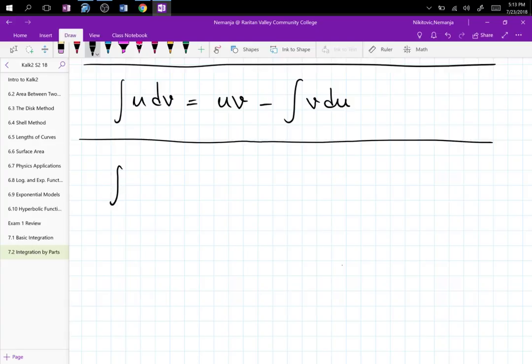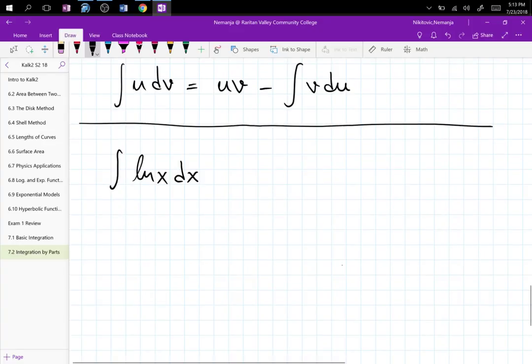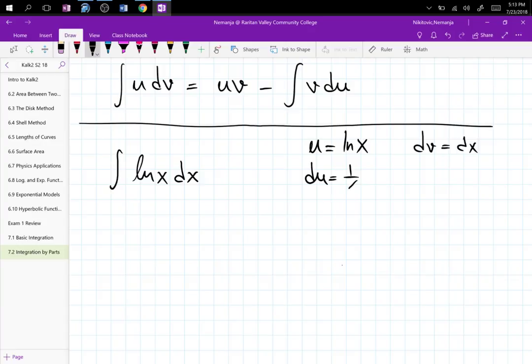What is the integral of ln x dx? You see, that's not a basic integral. And the only way this can be done is integration by parts. What's u, what's dv? U is ln x, dv is dx. So what is du? Du is 1 over x. And v is x.